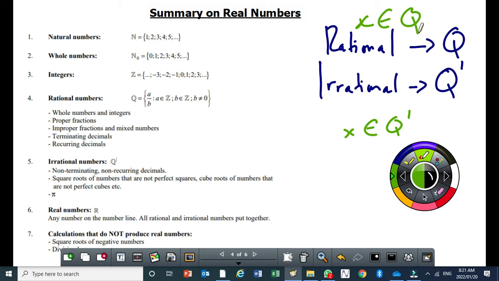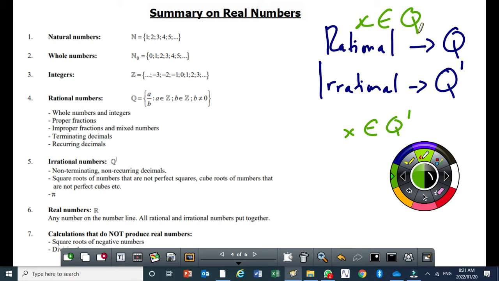Now, all your rational numbers can be written as a fraction. That is a numerator, which is an integer, and the denominator, which is an integer. But the denominator cannot be zero, because any number divided by zero is undefined. So all rational numbers can be written as fractions or common fractions. The fractions can be proper or improper fractions.